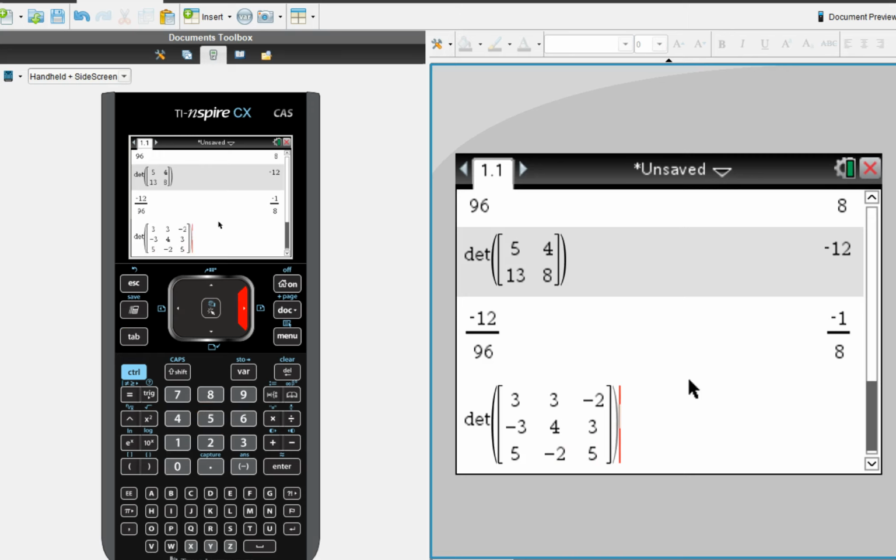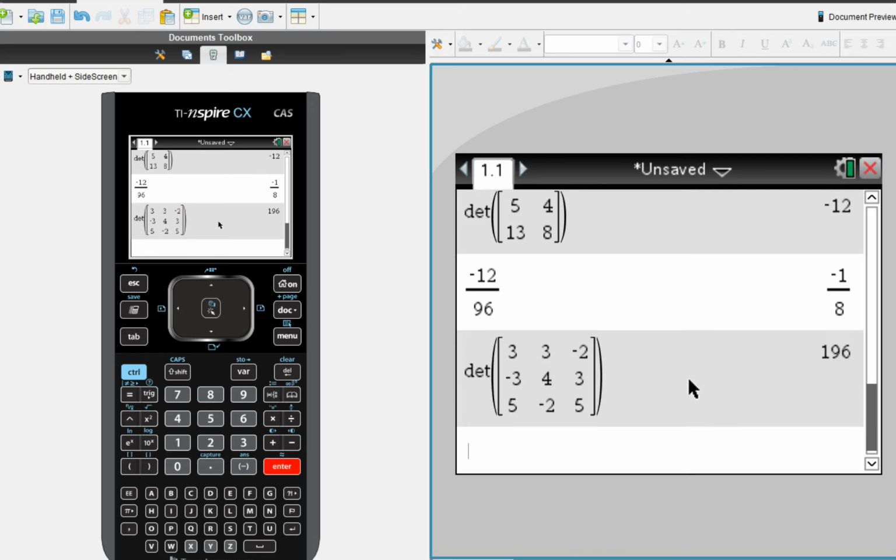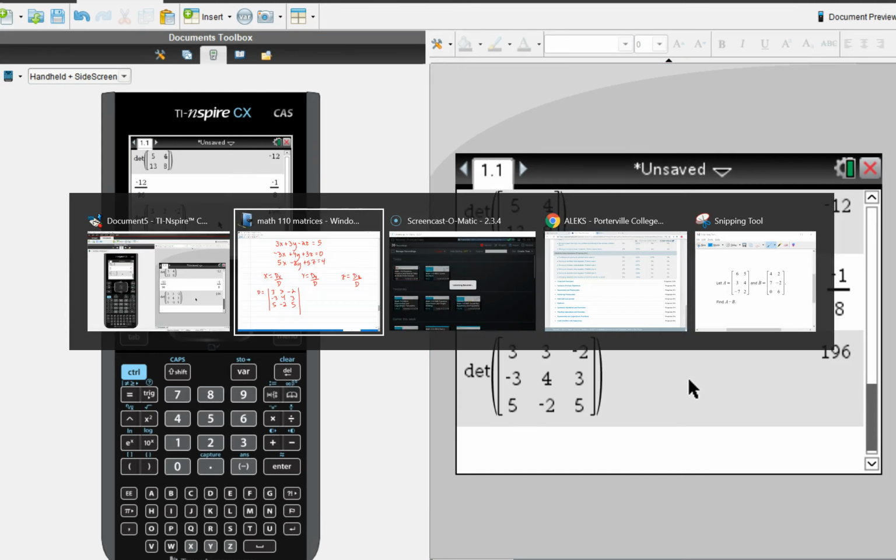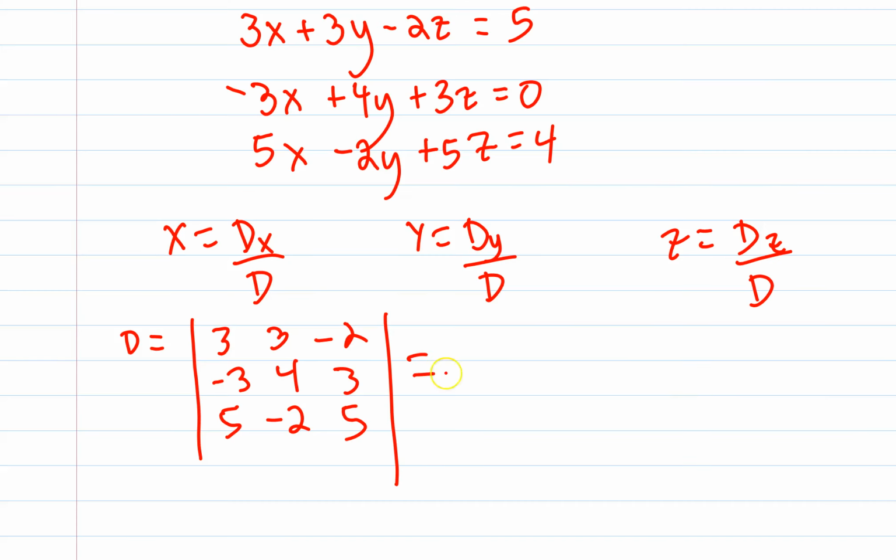And if I want the determinant of that matrix, I will hit enter. And we have 196. I don't want to do that by hand. I can, but I don't want to.